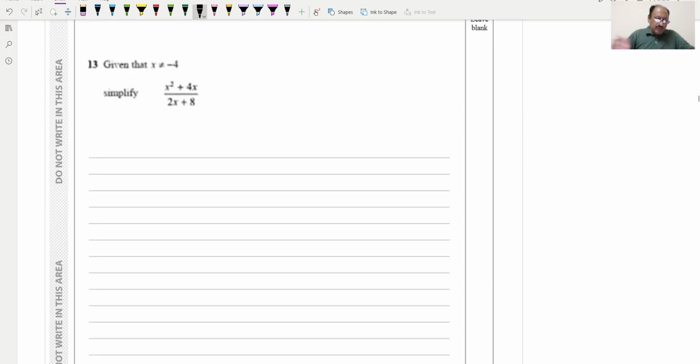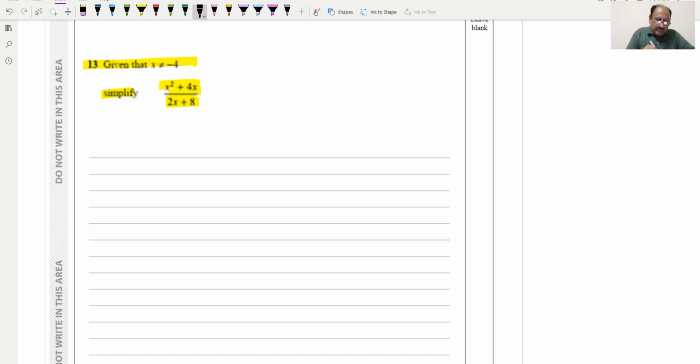This is done. Now question number 13, given that x is not equal to minus 4, because if x is equal to minus 4 then the denominator will be 0 and that will be indeterminate form. So this is the condition of the question. Simplify this. We have to simplify this algebraic fraction.